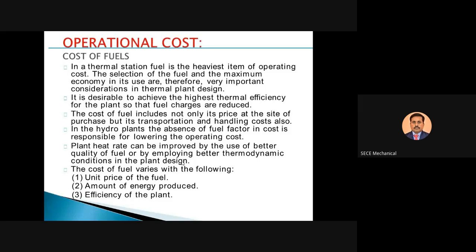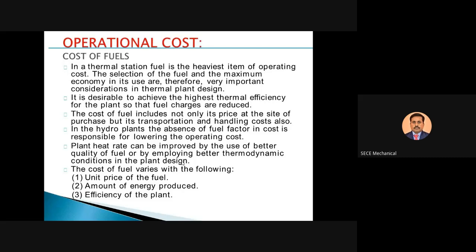So what I'm trying to say is that while calculating the cost of fuel, we have to also add the transportation and handling cost. That is very important. Handling I already explained.